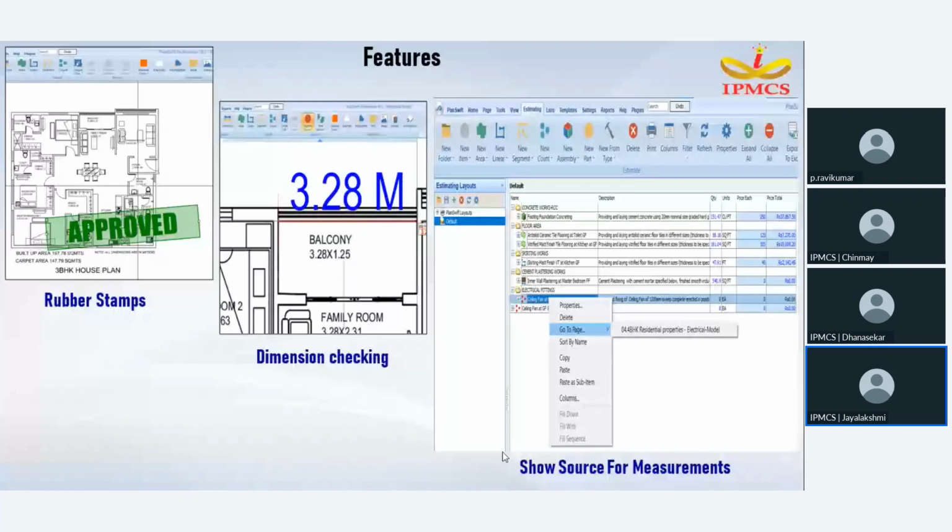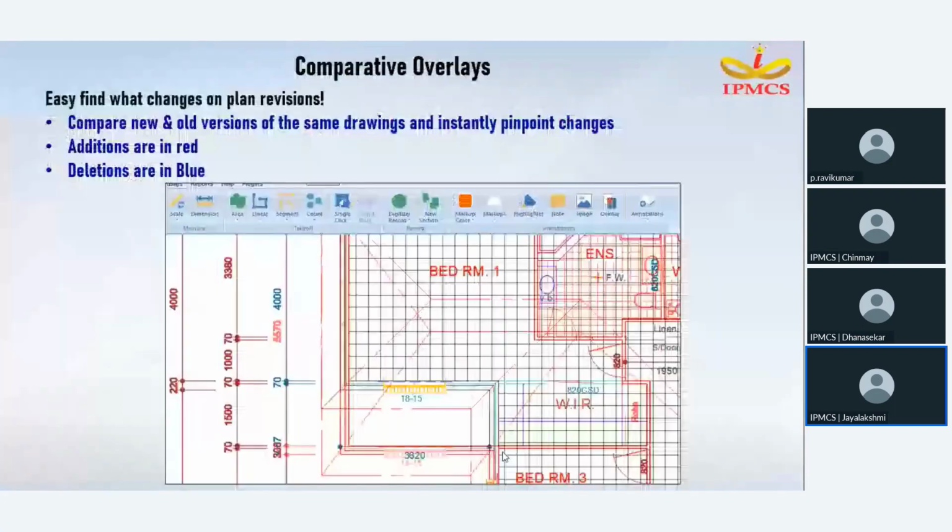Then we have multiple data storage locations depending upon your system. If you have a server or cloud storage, you can save the job into that also. Then we have another property called overlays, which can be used for comparing the drawings whenever a revision is happening. In the comparative overlay, the additions are shown in red and the deletions in blue.